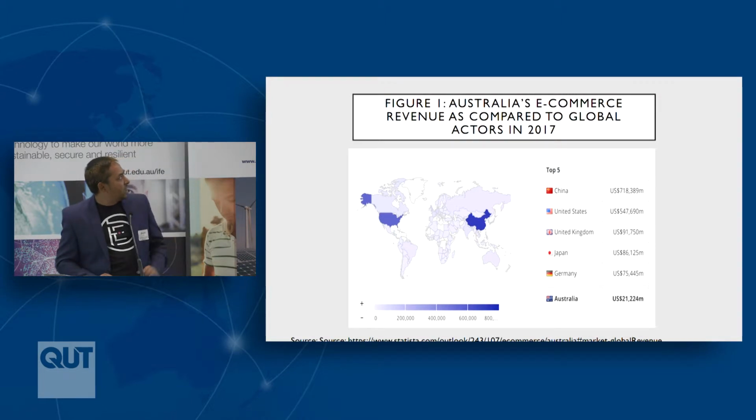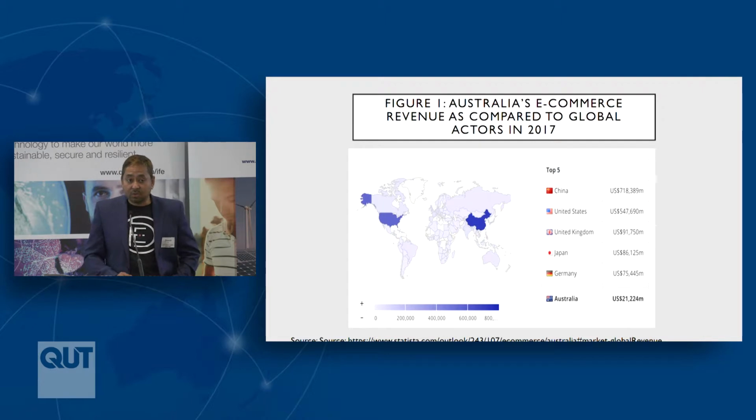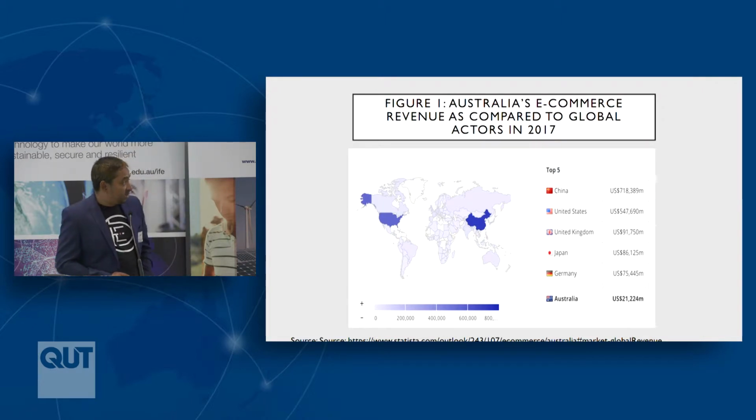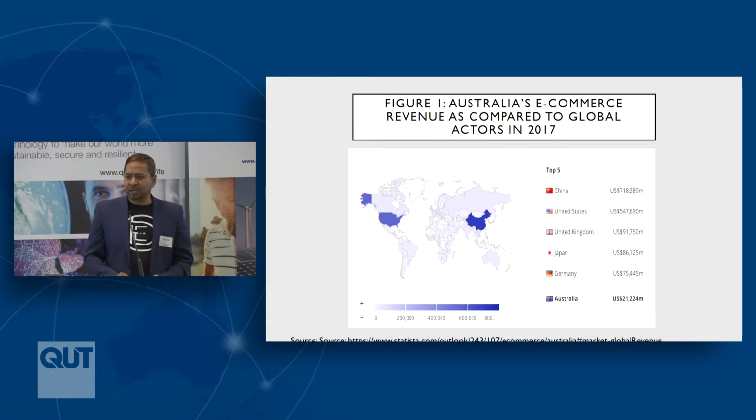Now, this is the chart showing the e-commerce revenue of Australia in terms of the global comparison. The source is not shown clearly, but it is Statista, who provide the data. If we see the top 5, Australia is actually 6th place in terms of e-commerce revenue, which is $21,000 million US dollars. So it's really pretty good, even though it's significantly lower than many other countries.